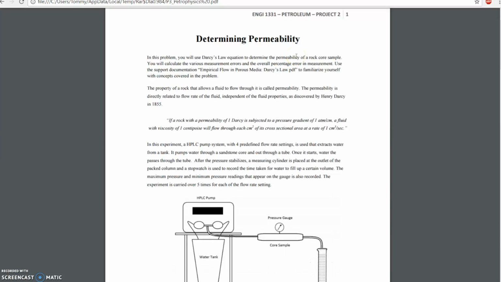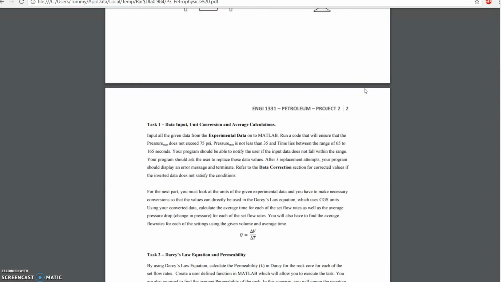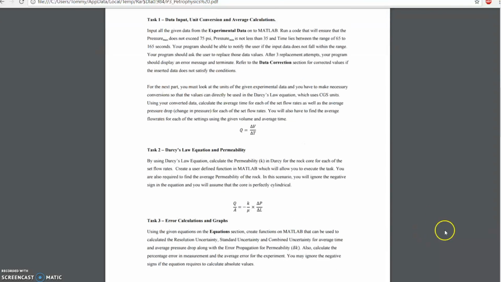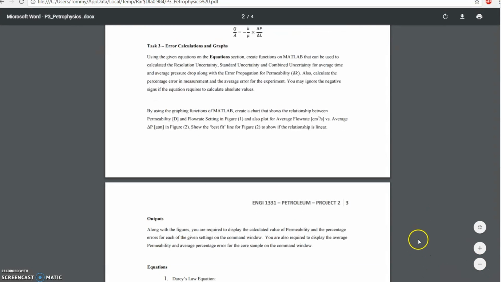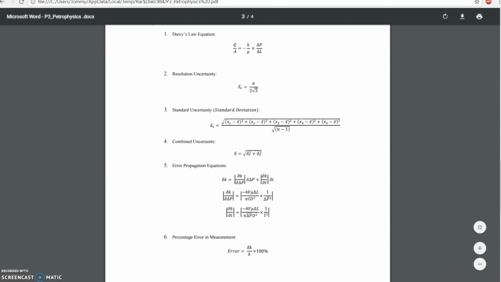In our code, we will be determining the permeability of a rock sample using given experimental data and values. The equations we will use are Darcy's law, which determines permeability, as well as those shown as follows.